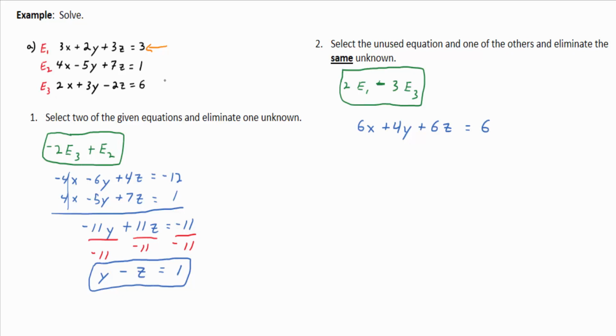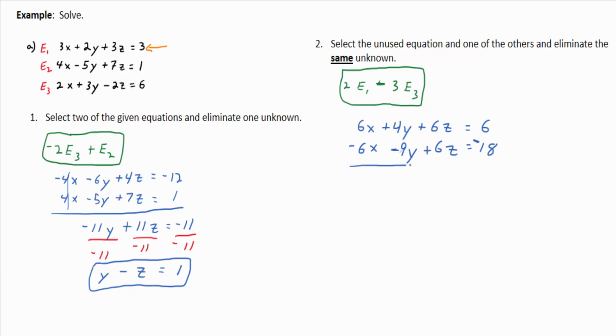And then we're going to take negative 3 times E3, so that's negative 6x minus 9y plus 6z equals negative 18. So just make sure you've tripled everything, and you have opposite signs, and you know you're good to go if that's the case. Now, I should have had a negative 18 here, so that's why I always double check. So negative, negative, positive, negative.